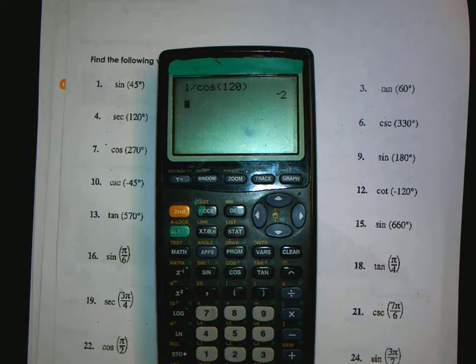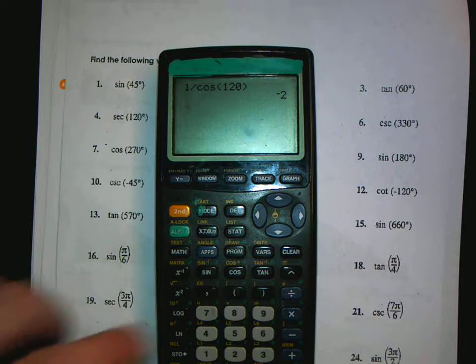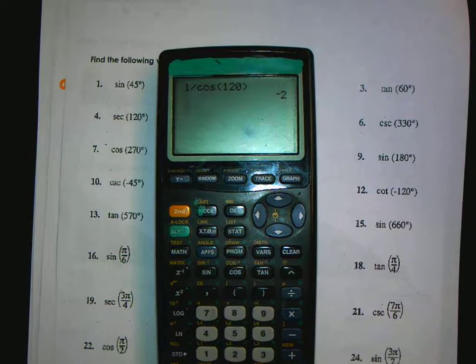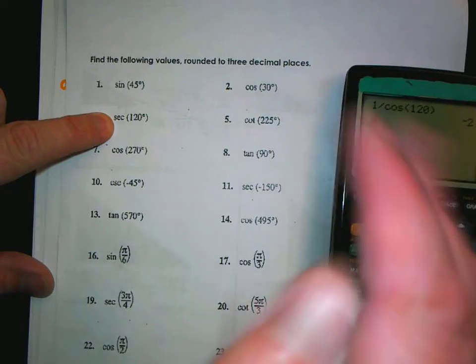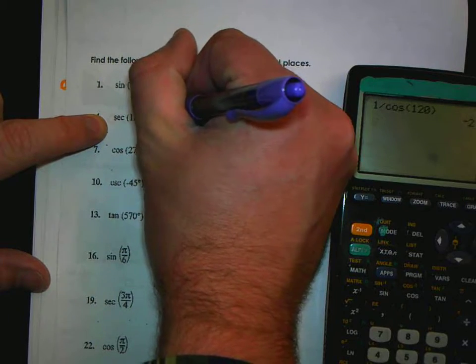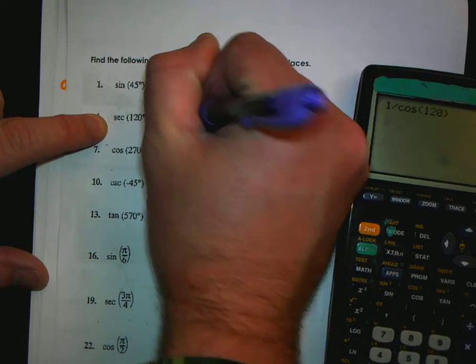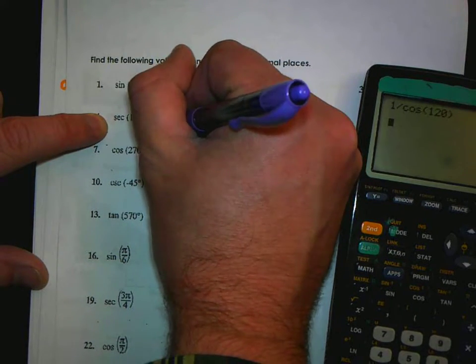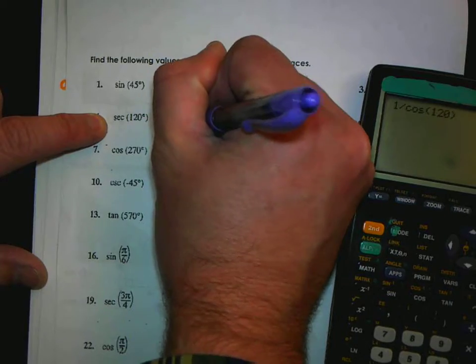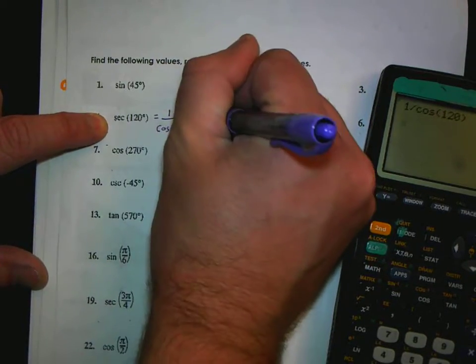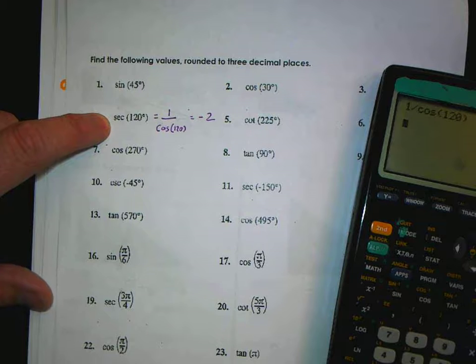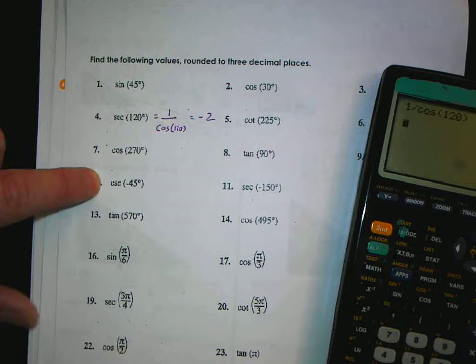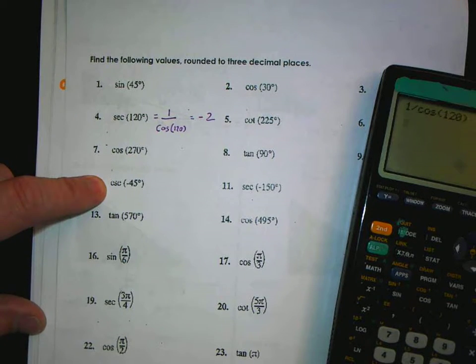You see why I did that? I forgot that these aren't the secants and cosecants. I taught this. But it's the inverse of cosine. So it's 1 over cosine of 120. Does that make sense? So if it's the inverse, just put 1 over it. Like cosecant is the inverse of sine, so it'll be 1 over sine of, looks like negative 45.